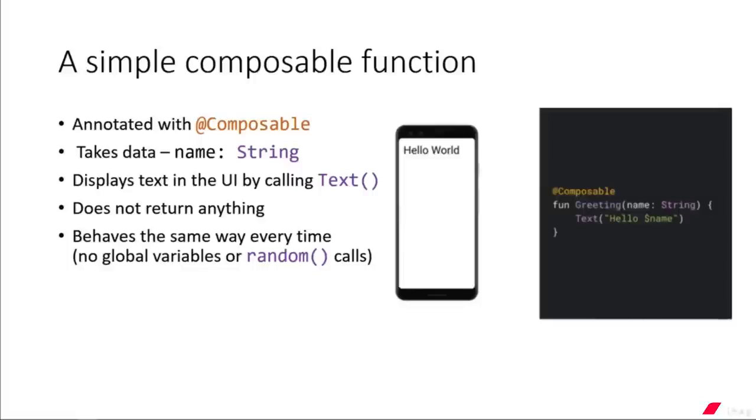The function takes in data. Composable functions can accept parameters, which allow the app logic to describe the UI. In this case, our widget accepts a string, so it can greet the user by name. The function displays text in the UI. It does so by calling the Text composable function, which actually creates the text UI element. Composable functions emit UI hierarchy by calling other composable functions. The function doesn't return anything. Composable functions that emit UI don't need to return anything because they describe the desired screen state instead of constructing the UI widgets.